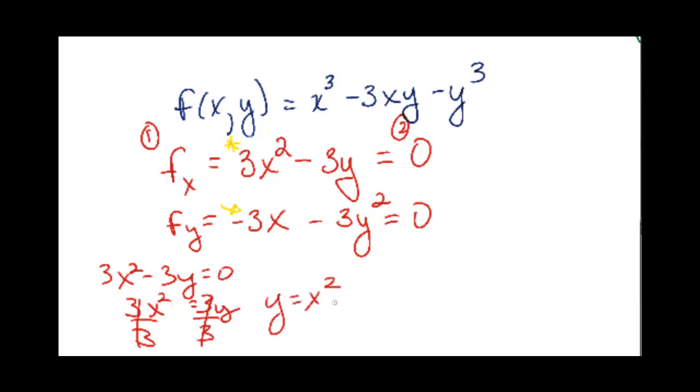Well, if y equals x squared, I can plug that in right there. So, doing that, we get a negative 3x minus 3 parentheses, and I'll put this in a different color because it'll indicate that that's the thing I plugged in. Alright, so that's still equal to 0. Now let's solve the system of equations that result.